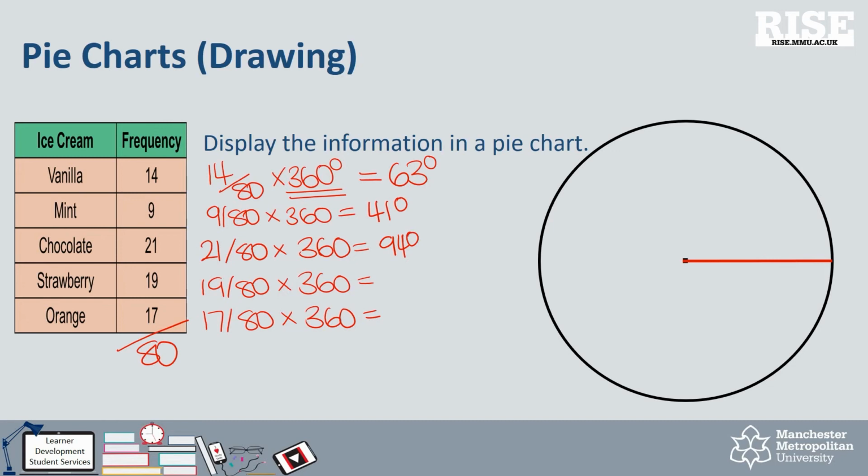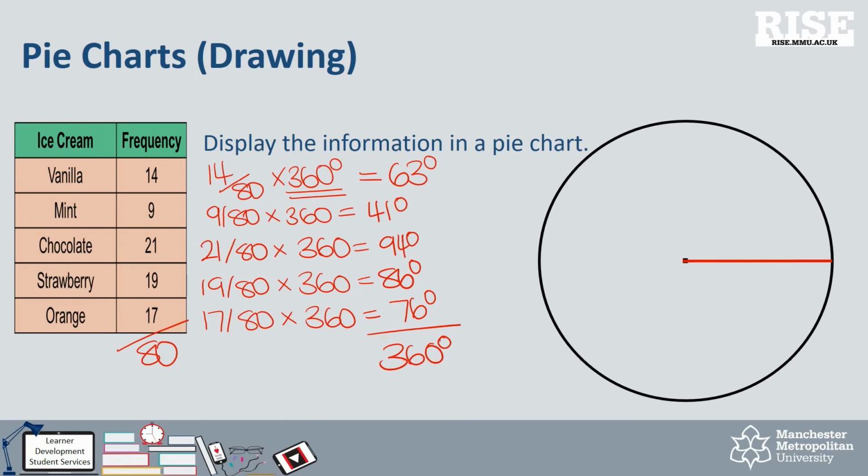For strawberry, I have 85.5. I'm going to round that one up, which means the next one I will round down. 76.5. So I'll put 76 for that one. All of these should add up to 360 degrees. It's always a good idea to check before you start drawing.